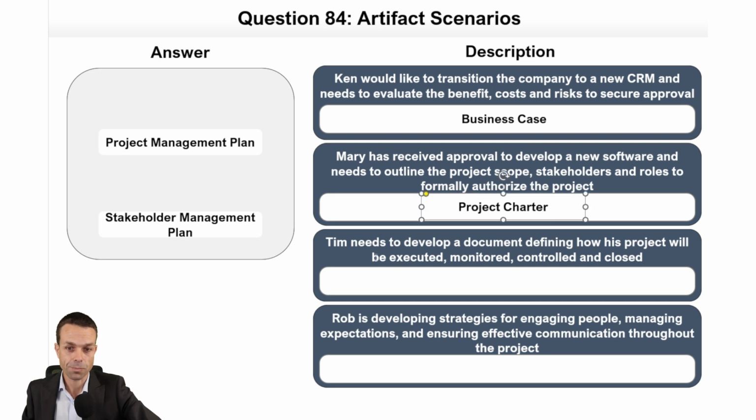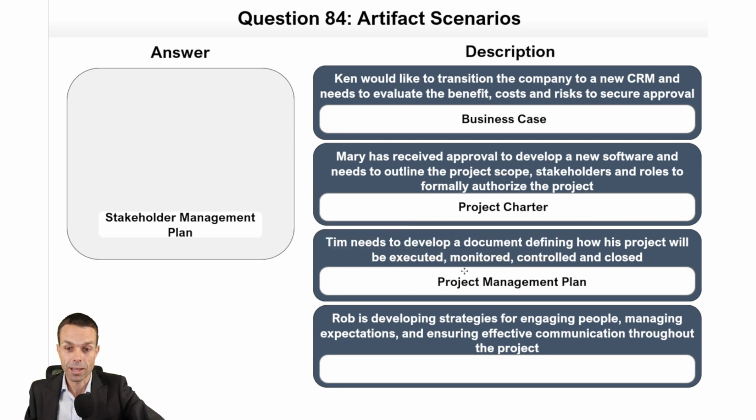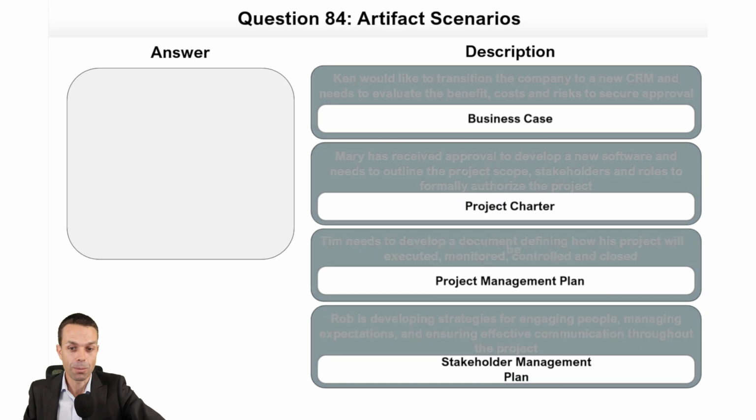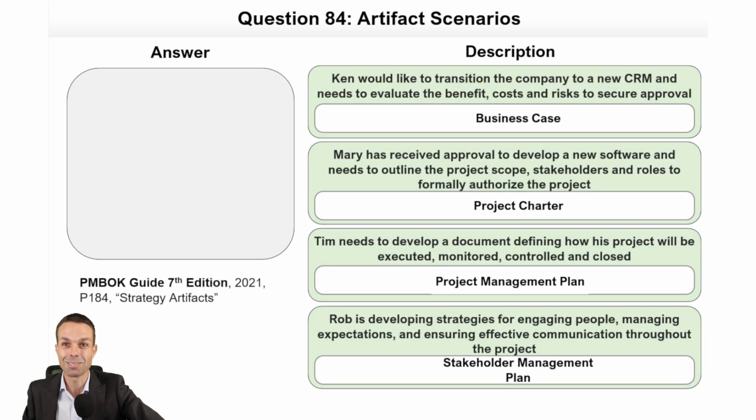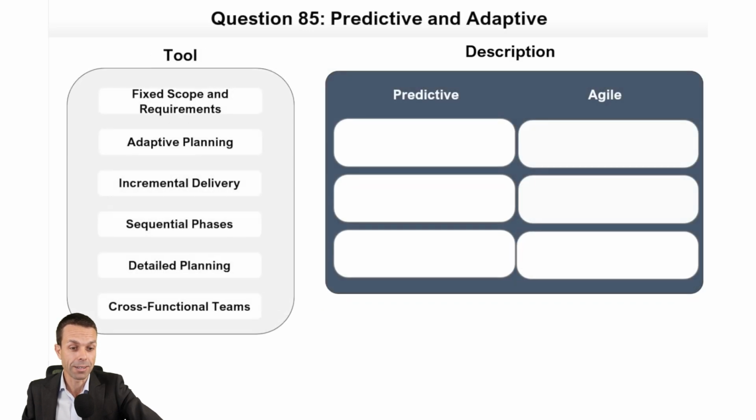Well, let's see. Tim needs to develop a document defining how his project will be executed, monitored, controlled and closed. That's our project management plan. Rob is developing strategies for engaging people, managing expectations, and ensuring effective communication throughout the project. That's going to be our stakeholder management plan, how we're managing the stakeholders. And that is perfect. Wonderful stuff. Page 184, Strategy Artifacts in the PMBOK Guide, 7th edition.